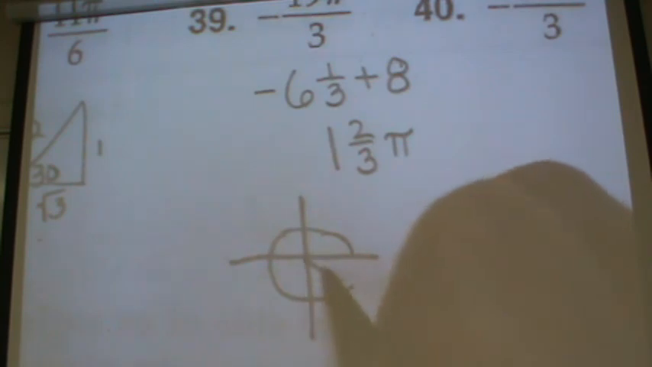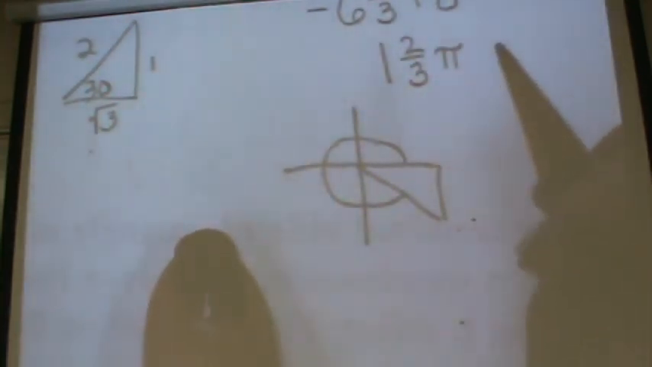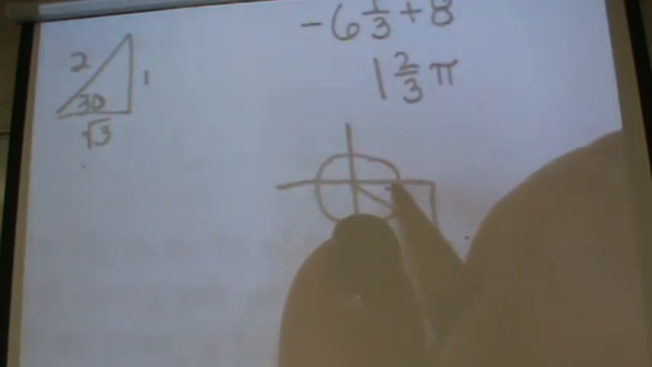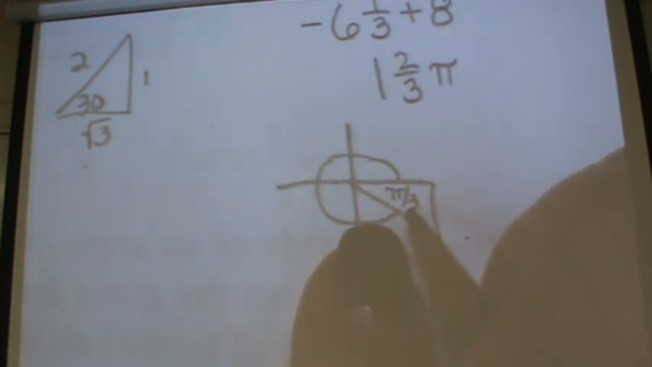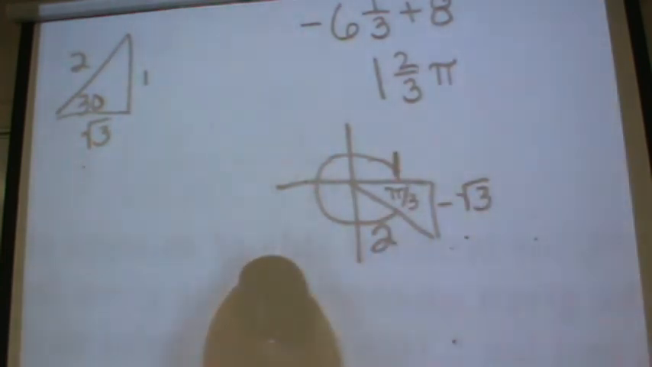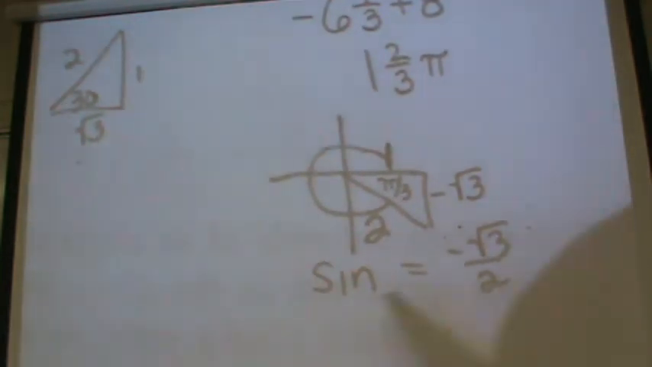You're good at this, right? So what's the reference angle then? It's pi over 3. Pi over 3 is your reference angle. That's a 60-degree angle. So this is going to be negative root 3, 2, and 1. So what's the sine? Negative root 3 over 2. Cosine is 1/2. And tangent is negative root 3 over 1.